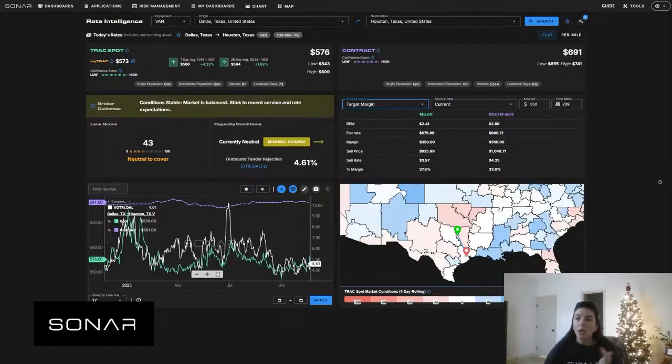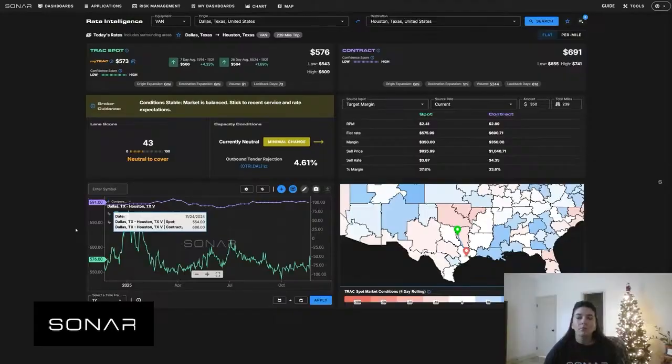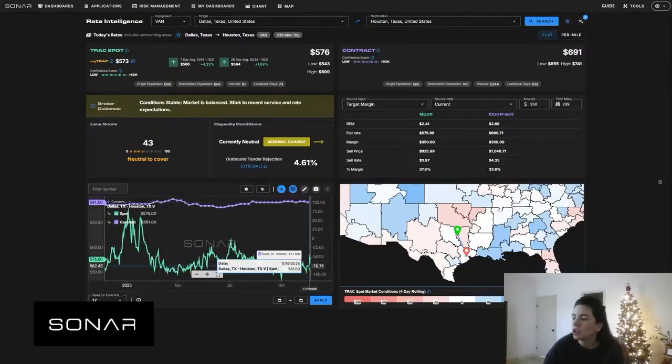Now, I will say, when you're looking at these 3 data sets on the chart, especially within Rate Intelligence, it can get a little cluttered. So if you hover over the data set, you can click this little X and close out of one of those so you can look at 1 or 2 data sets at a time and not have the chart be so overwhelmed. So for these 2 specifically, it's going to show you the spread between the spot and contract rate.